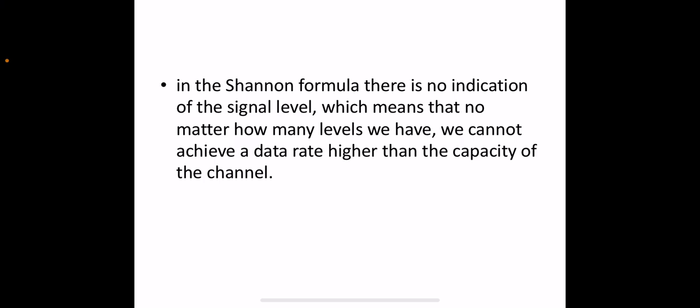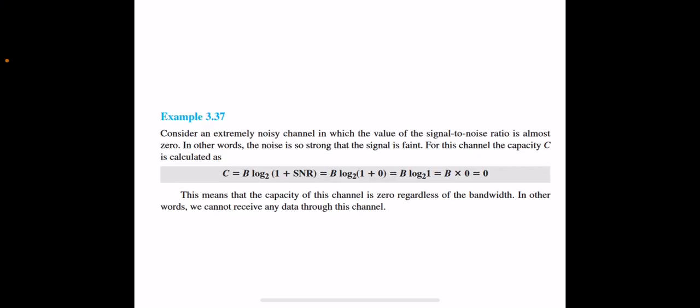We can say that in the Shannon formula, there is no indication of the signal level. No matter how many levels we are using to represent the data, there is no contribution from the signal level to the data rate. So we cannot achieve a data rate higher than the capacity of the channel. The bit rate is always limited by the capacity of the channel.